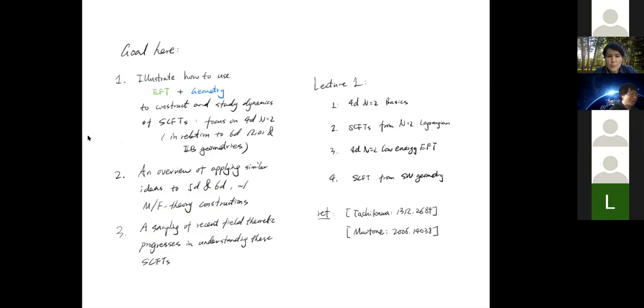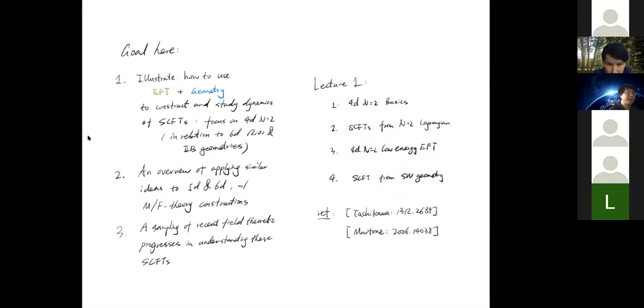For the first lecture, we'll focus on 4d N=2. This entire lecture will be field theoretic. We'll talk about some basics of 4d N=2 theories based on Lagrangians, and about superconformal field theories which you can construct using the N=2 Lagrangians. Then we'll move on to discussions about the effective field theory associated with general 4d N=2 superconformal field theories in the IR, and how one can recover or discover superconformal field theories by analyzing the IR effective theory, which is described by the Seiberg-Witten theory essentially.